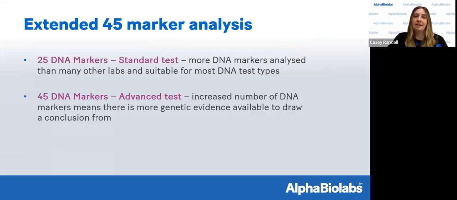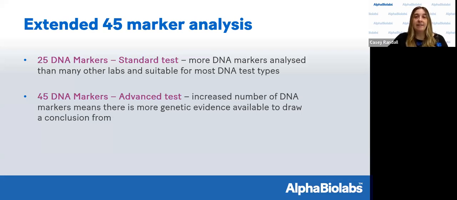So I've touched on the extended marker test, and I just want to explain it in a little bit more detail. Our standard DNA test uses 25 DNA markers, whereas our advanced test uses 45 DNA markers. The DNA markers are locations within the DNA profile that are variable. So we're targeting different regions of the DNA that we know can help us to distinguish between people.